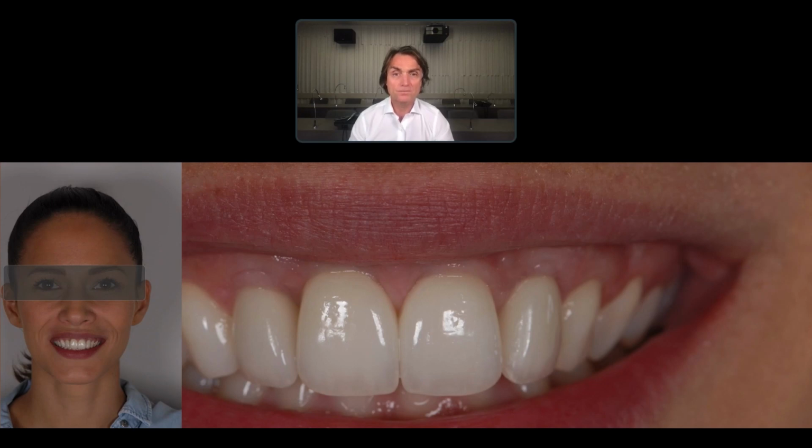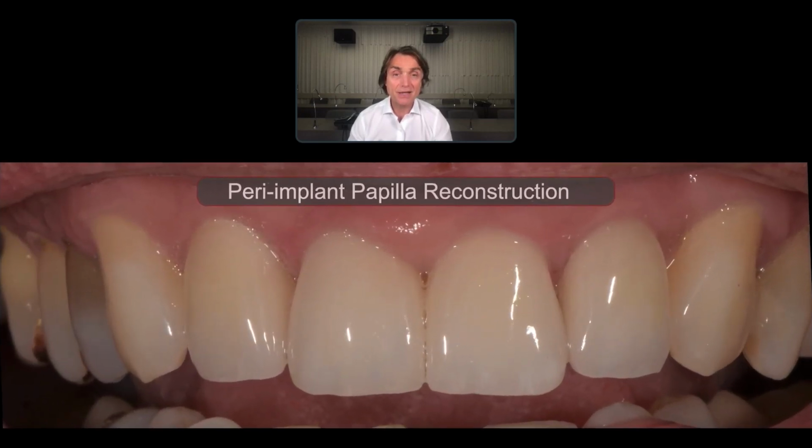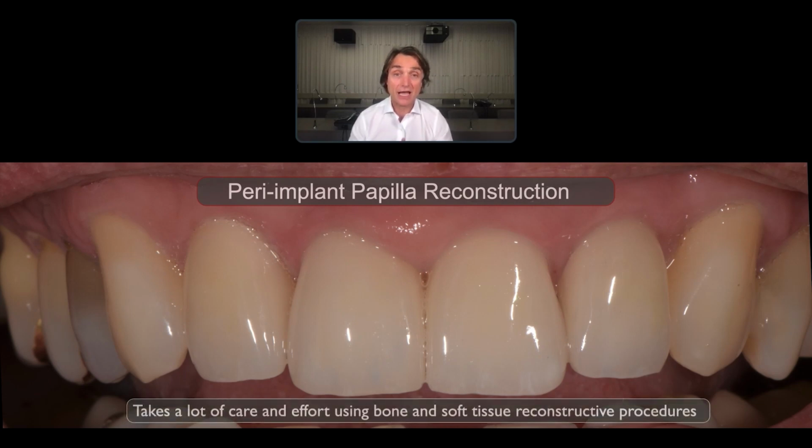So the peri-implant papilla reconstruction takes a lot of care, effort, using bone and soft tissue reconstructive procedures. The bottom line is you have to master the bone and the soft tissue to get a papilla.